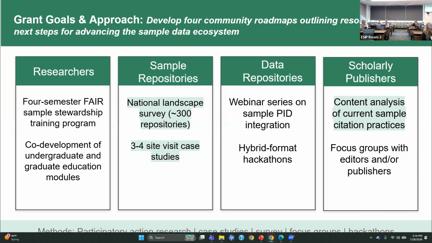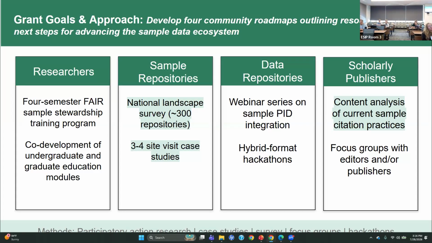So we're going to be working on some education there and supporting repositories and understanding that landscape and the values of supporting sample PIDs. We'll also be running hybrid format hackathons. And so at ESIP next year, we hope to have a co-located hackathon to help repositories start to actually implement some of this technology.